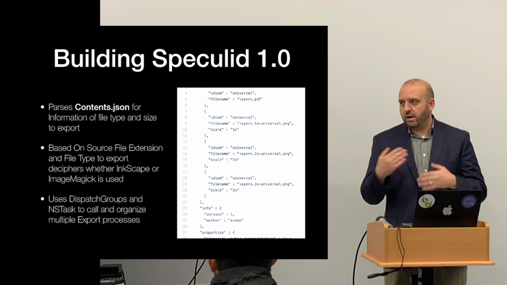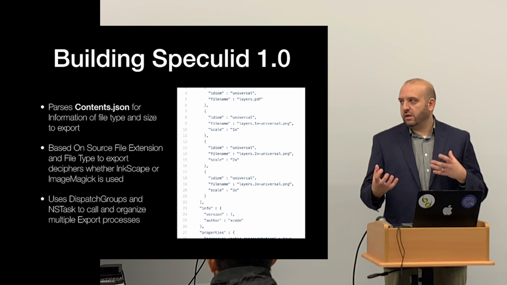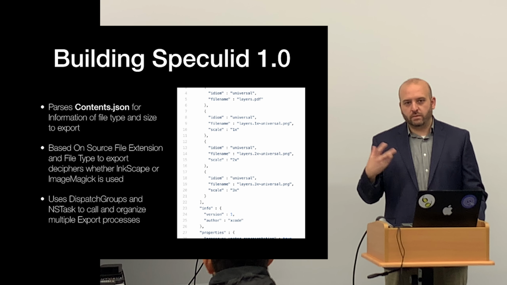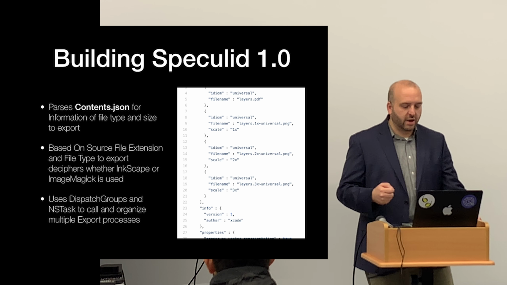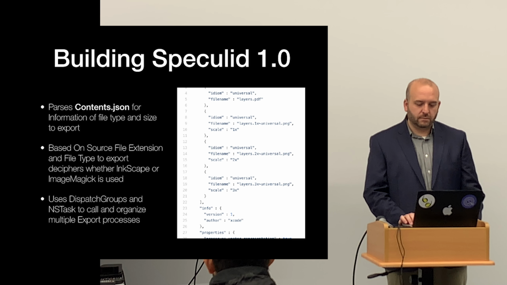I can just run the command to run Inkscape and ImageMagick if I need to, and then use a dispatch group to track each task, and then export output to the user that all exports are completed, and kind of automate what the script does.